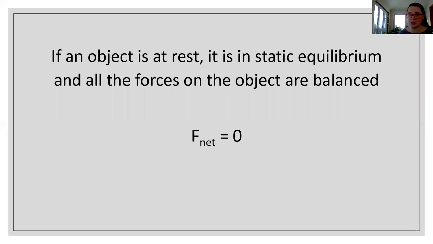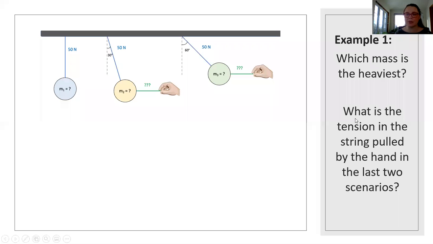Now we're going to start simple, and the first thing we're going to start with is a definition. If an object is at rest, it's in static equilibrium, and all the forces on the object are balanced. That's just going back to Newton's first law, which we've covered. If something's not moving, all the forces are balanced. At the very end of the lesson, we'll ask what if it is accelerating? But for all of our scenarios, we're going to look at the net force being equal to 0, and that's going to be a key component for solving these questions.